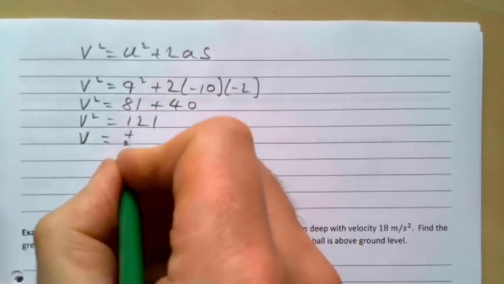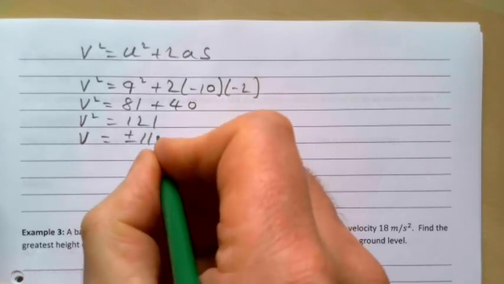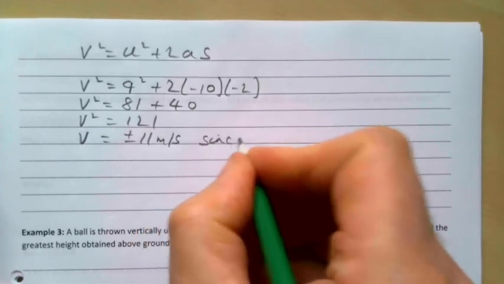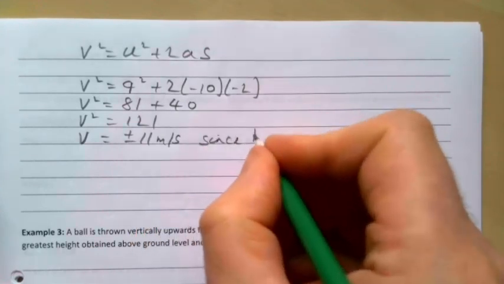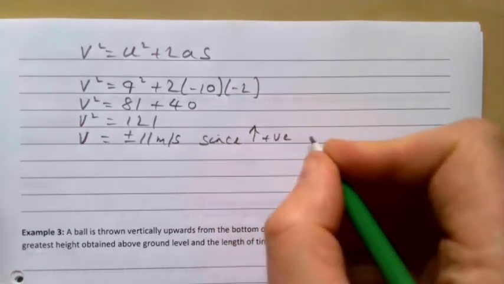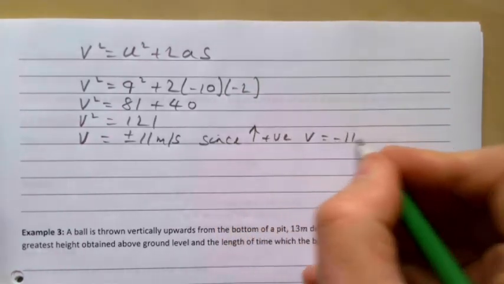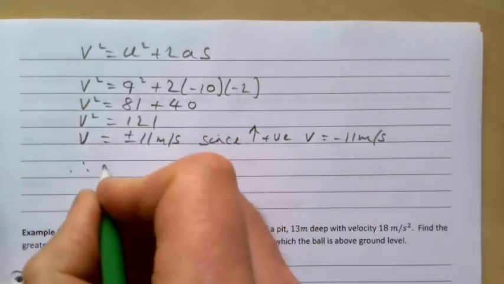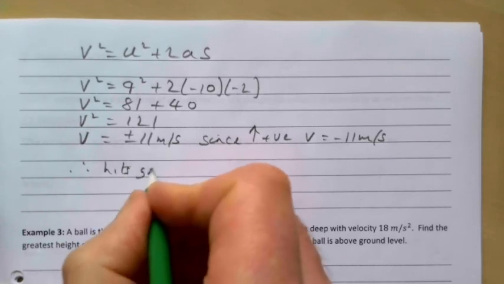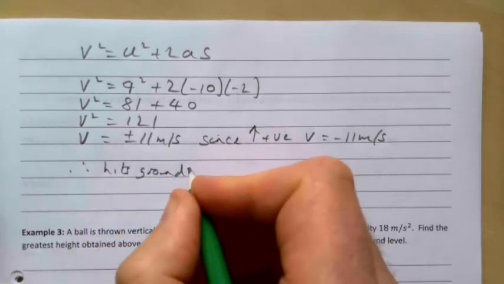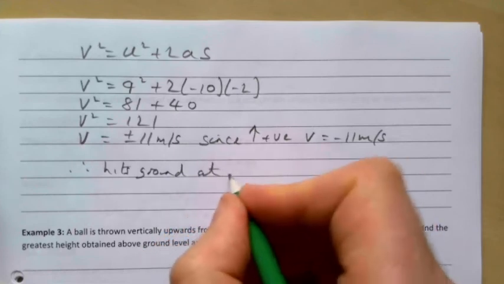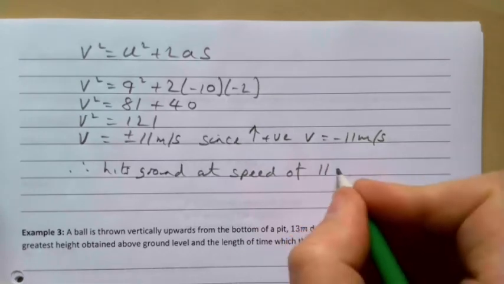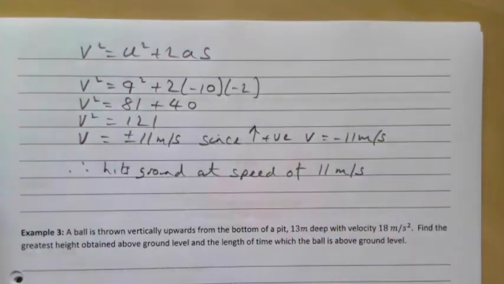And v then is plus or minus 11 meters per second. Since we took upwards to be positive, weirdly the one we want is minus 11 meters per second. Therefore it hits the ground at a speed of 11 meters per second.